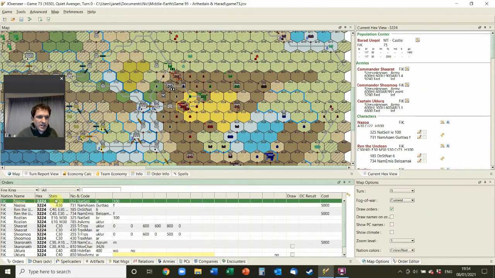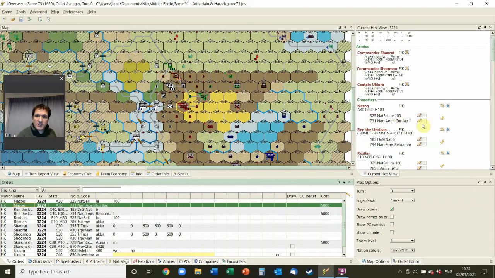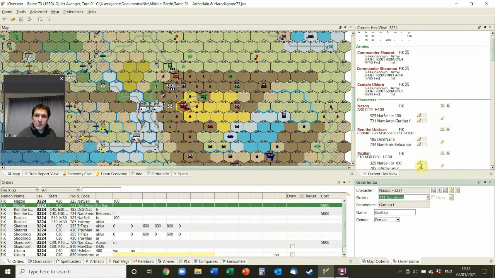So we're looking at Nazog, an agent, rank 30, and you can remember we've given him the order to nat sell, so to sell from everywhere in the nation, leather and 100% of it. And then he's also going to do an agent order in which he's going to name an agent called Gertlag, who's going to be female. That will cost 5,000 gold. And that comes directly across from this information over here. So let's see what would happen if we changed this. Let's say we want Gertlag to be male. At the moment it hasn't changed, but as soon as I hit this little save button here, there you go. This character will be male when they are named.